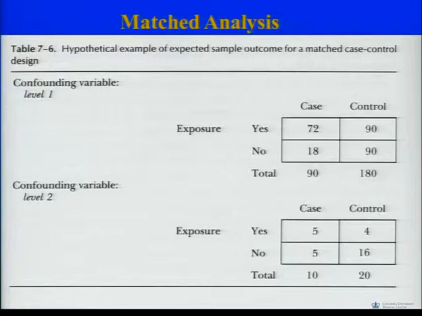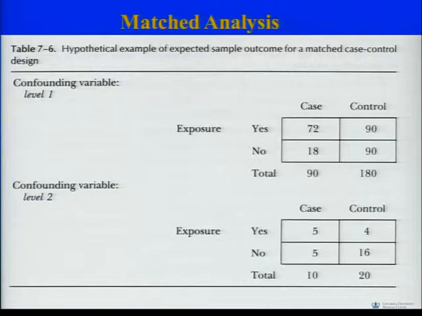So the first time, you just let anyone in, and it didn't matter. This time, you said, okay, I'm going to match. I'm matching on confounding level one and level two. So if I have people here, I'm going to have twice as many people here, and same down here. So you don't let it just fall into whatever categories they get.